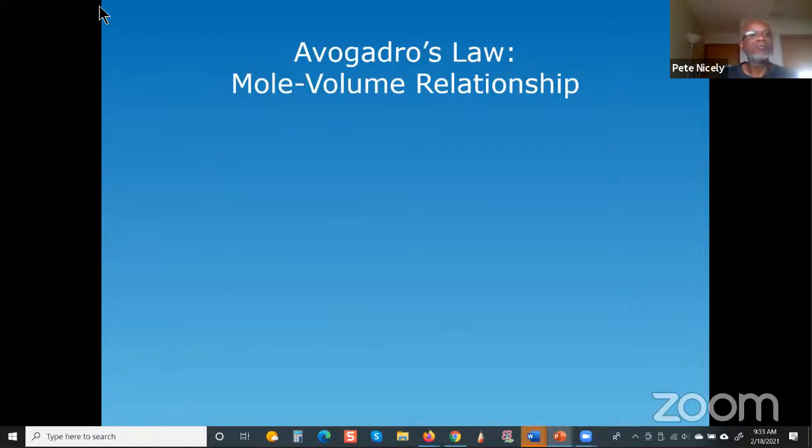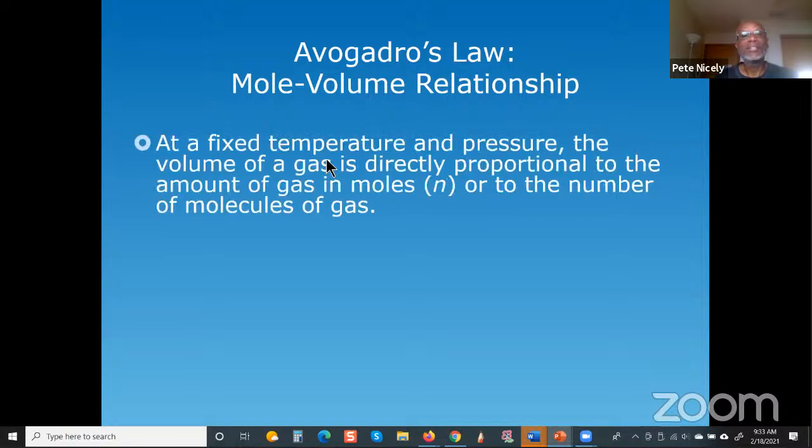So the next law we're going to talk about is Avogadro's law, which relates the moles of a gas to the volume. And basically what that law says, as you can see here in words, is that at a fixed temperature and pressure, the volume of a gas is directly proportional to the amount of gas in moles, or to the number of molecules of gas, all right? So basically, we can express it mathematically this way.